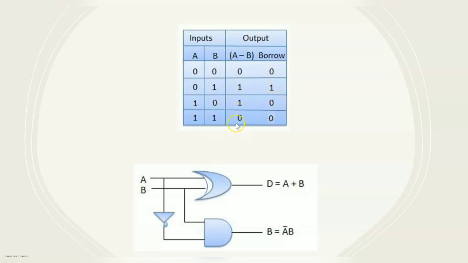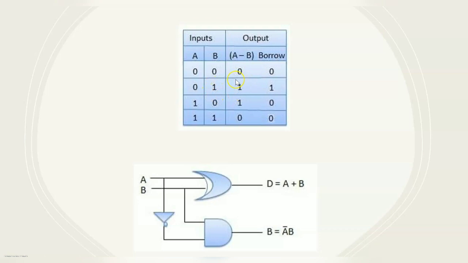1 minus 1: result 0, borrow also 0. So these 4 rules are the rules of subtraction that you have to obey while doing the truth table, that is, while looking into the truth table of a full subtractor also. I'll explain it once again. 0 minus 0, A minus B, is 0 and borrow is 0. 0 minus 1, you get a difference A minus B as 1, because you take 0 and subtract 1 from the 0.